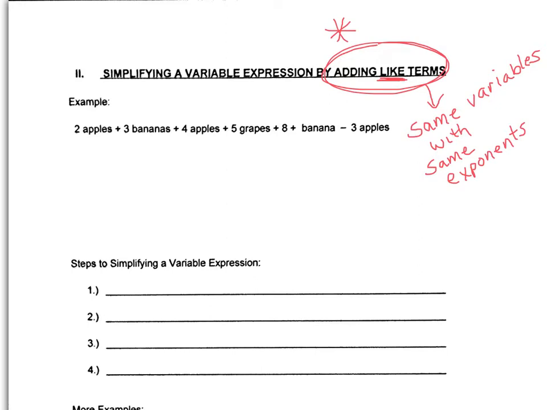Okay, I'm going to run through this example here, and hopefully it helps. So you have 2 apples and 3 bananas, plus 4 apples, plus 5 grapes, plus 8, plus a banana, minus 3 apples. To figure out how much you have altogether, you would automatically group apples, apples, and apples, because they're alike. So 2 apples and 4 apples gives you 6, and you take 3 away, you'd have 3 apples. Then you'd put 3 bananas and another banana, those are alike. Grapes just stand alone, there's 5 grapes and then the 8.